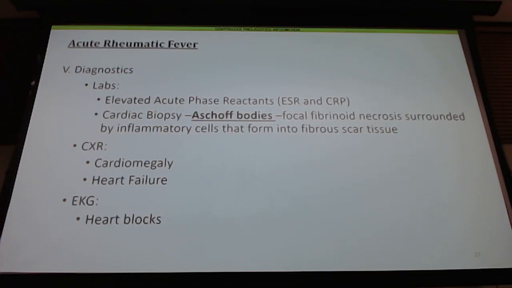Other things, if you're still wondering, is this or is this not? Okay, yes, we could do a heart biopsy, and the finding histologically that you might see is this thing called Aschoff bodies, which just means you have focal fibrinoid necrosis surrounded by inflammatory cells that form into fibrous scar tissue. So Aschoff bodies, that's all you need to know for rheumatic fever. But so there is something that we could do to diagnose this.